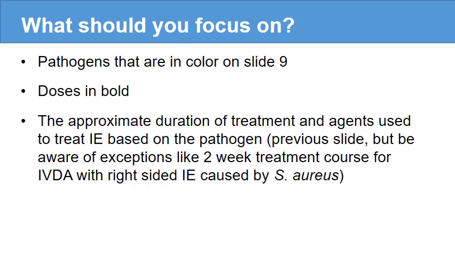So what should you know for the exam and for your API rotations and for life? Please be able to at least identify all the pathogens on slide 9 that were in color. The ones that are in black, you do not have to necessarily be able to identify. Although coagulase negative staph, I should put in color probably because that's a big one. But know the HACEK organisms, Strep bovis/gallolyticus, Viridans group strep, Staph aureus, Enterococci, those guys.